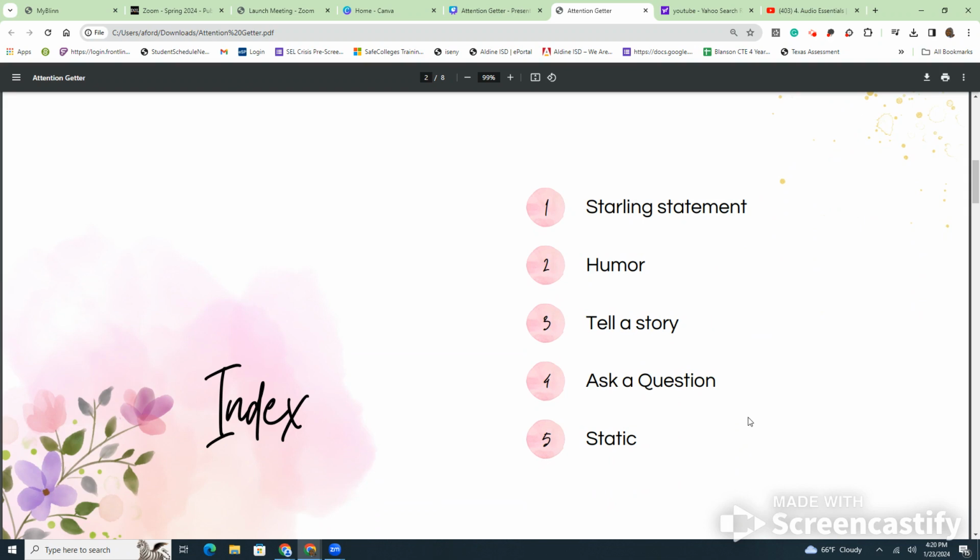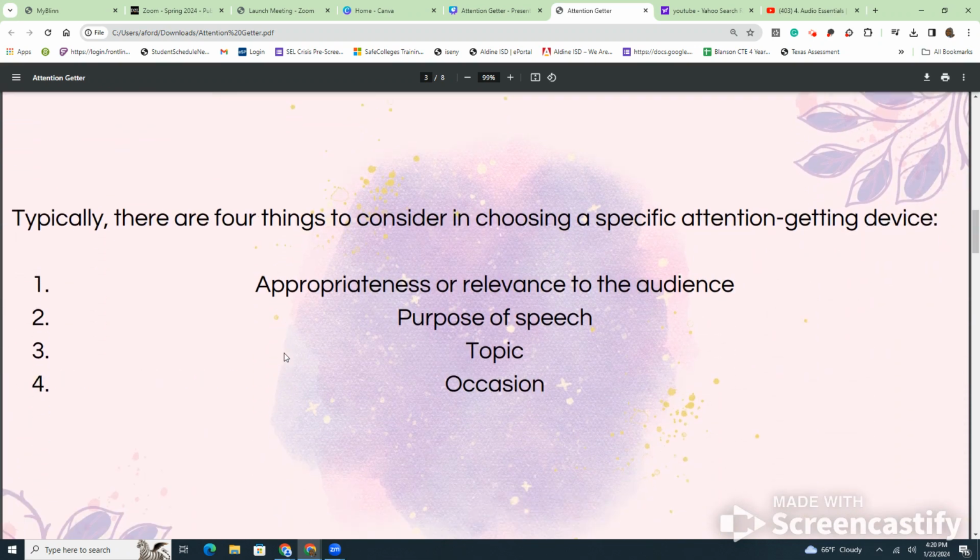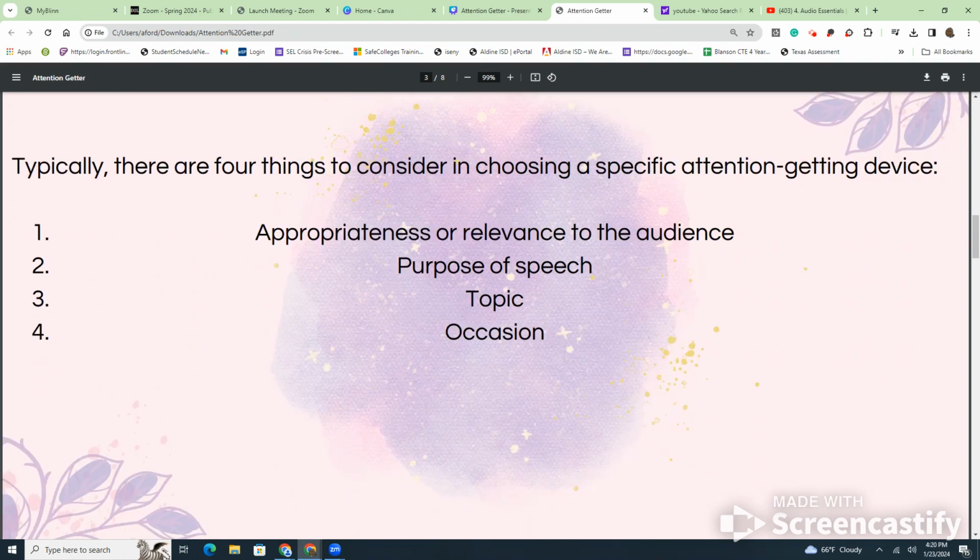Remember, there are four things to consider when choosing a specific device. One, the appropriateness or the relevance to the audience. Two, the purpose of the speech. Three, the topic. And four, the occasion. When we are selecting an attention getter, you want to make sure that the option you choose is actually appropriate for the audience. So remember: appropriateness or the relevance to the audience, the purpose of the speech, the topic, and the occasion.